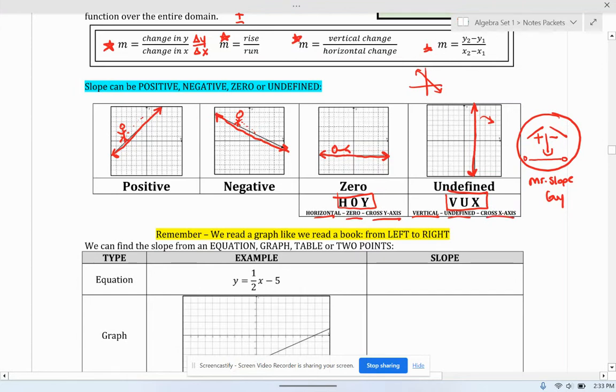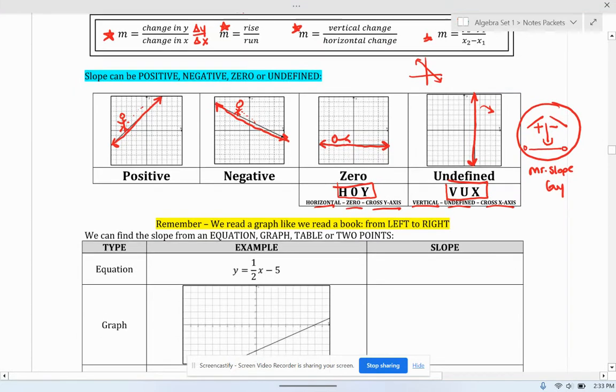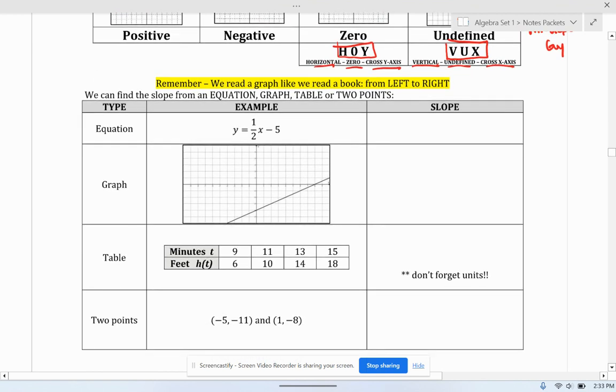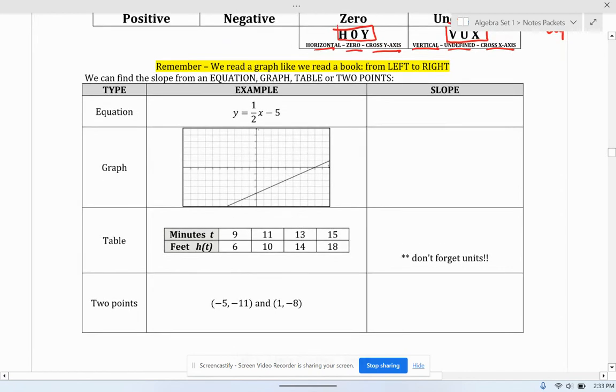Now remember, we read a graph like we read a book, from left to right, and we can find the slope from an equation, graph, table, or 2 points. So in these 4 examples down here, I'm going to show you the way to find the slope in an equation, a graph, a table, or 2 points. So in an equation, we are going to look for the structure of y equals mx plus b, and we are going to follow that structure.